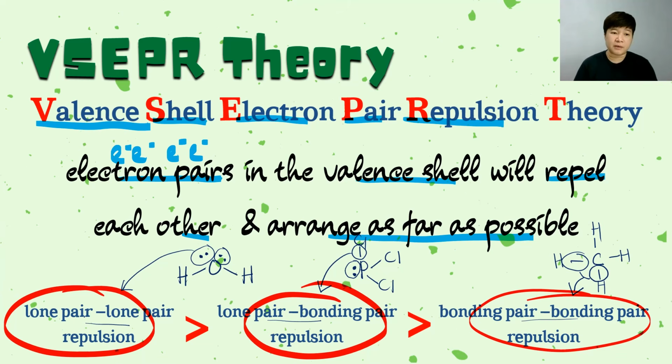So that is what we mean by lone pair repulsion, lone pair bonding pair repulsion and also bonding pair repulsion. It depends on your Lewis structure. Therefore, it's very important to know how to draw the Lewis structure before you proceed.